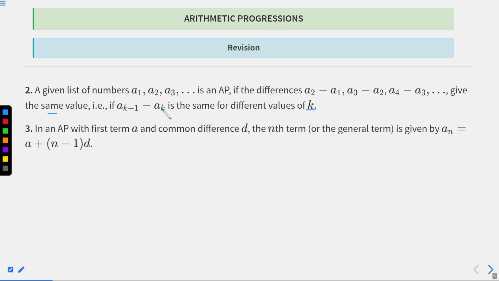And in the third point, we studied that in an arithmetic progression with first term a and common difference d, the nth term or the general term is given by an is equal to a plus n minus 1 times the common difference d.